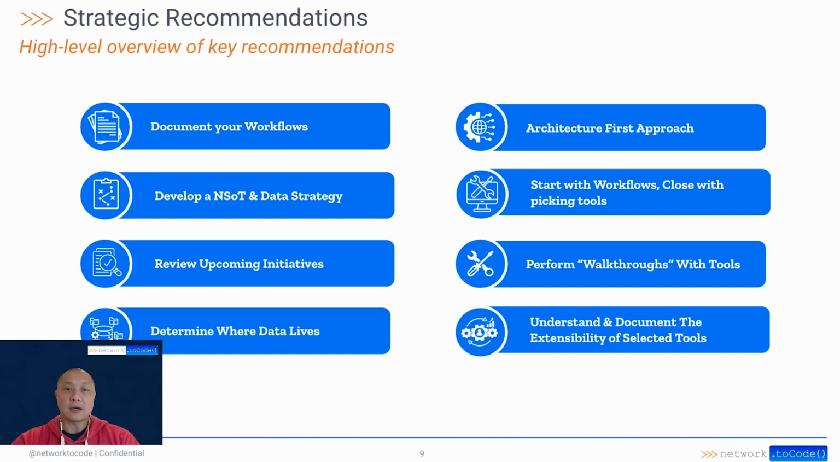Having an architecture first approach is important because any tools we bring in, we want them to fit in the architecture, and certainly not the other way around. So we want to start with the workflow and close with picking the tools. We want to have an understanding of what our workflows are and what our most important workflow is before we start thinking about tools. Once we have an idea of what the tools are, we also want to scope it down a little bit.